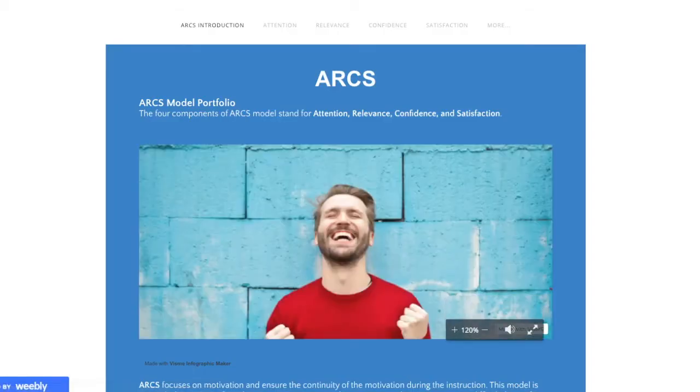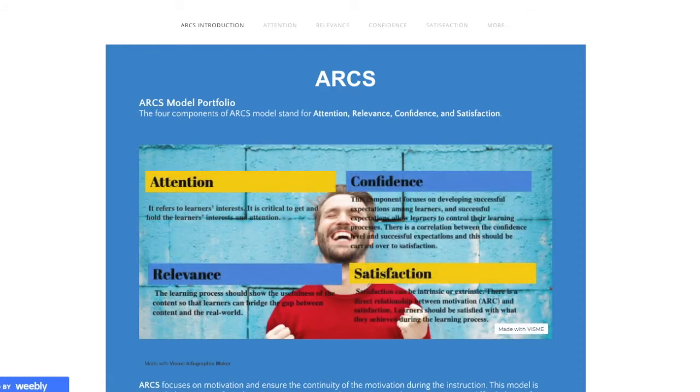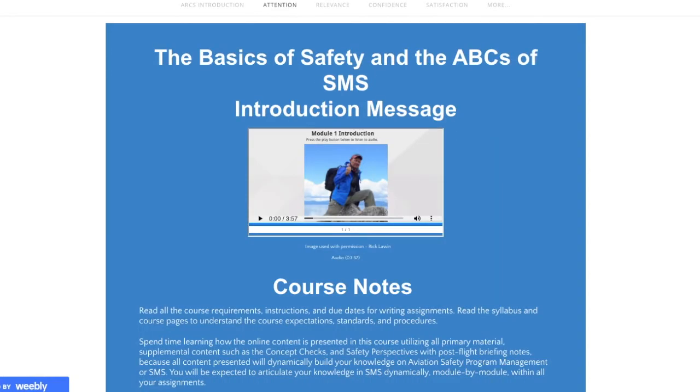For Safety 345, we applied backward design and ARCS motivational model. ARCS stands for Attention, Relevance, Confidence, and Satisfaction. For attention, the developer's picture is located at the top of the page with an audio introduction to inform the students of the course and module objectives, and it describes the course layout.